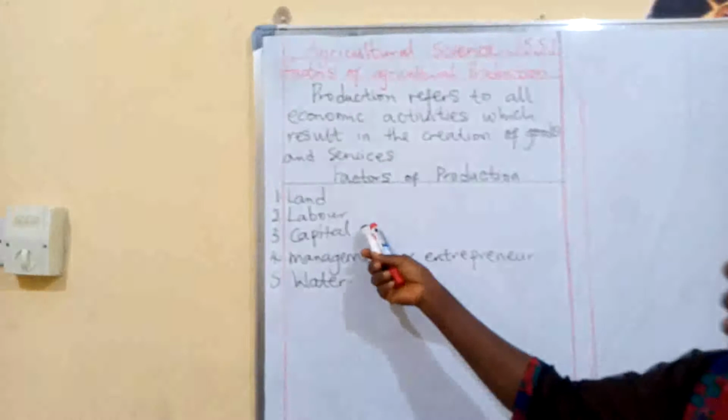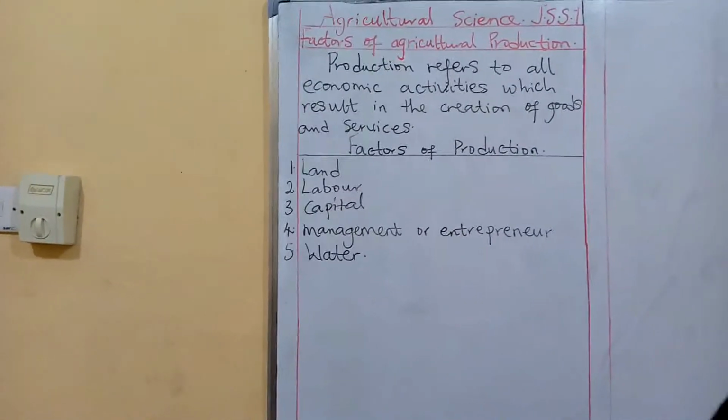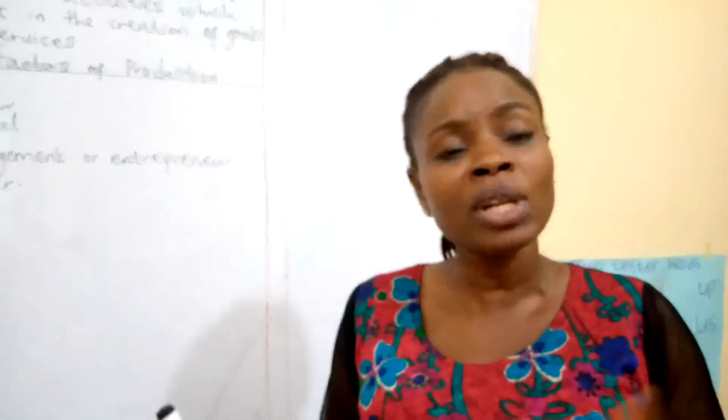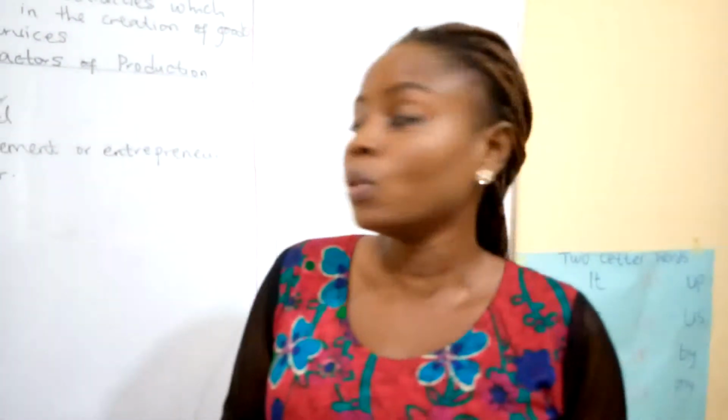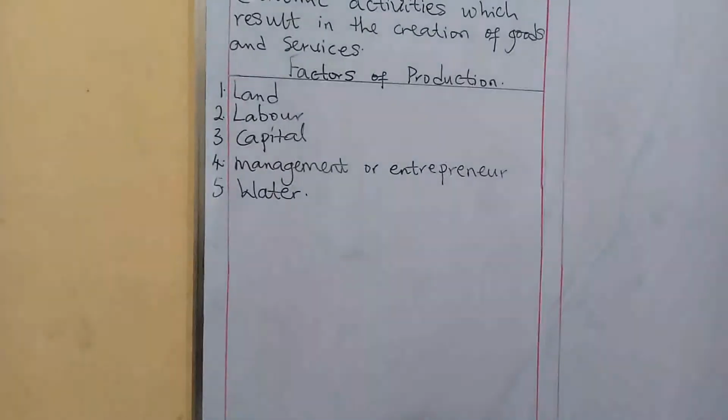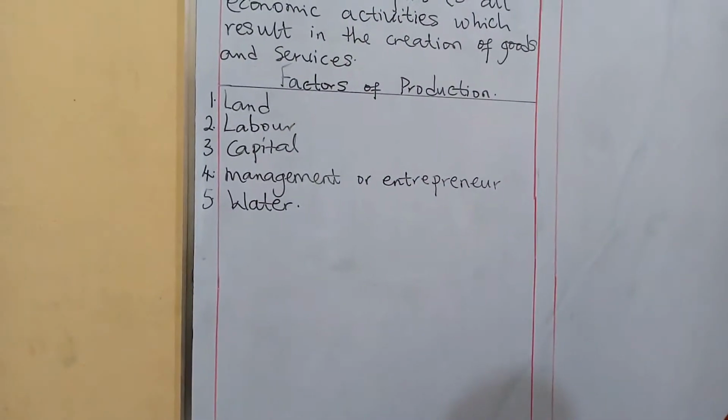Capital. This is very important. Talking about money to buy our inputs, our seeds, our farm implements, and of course, to buy our land. Number 4, we have management. The good management system, or what we call entrepreneur.